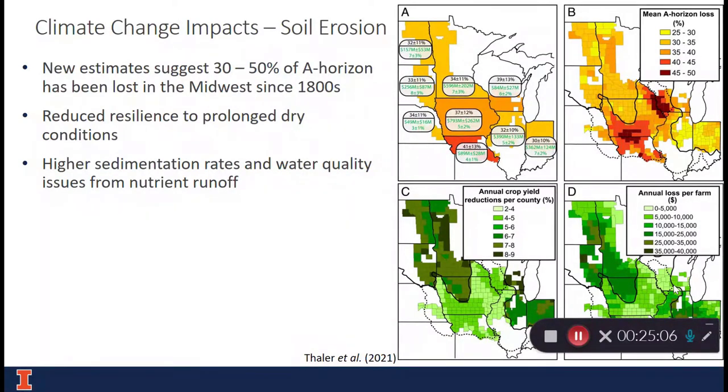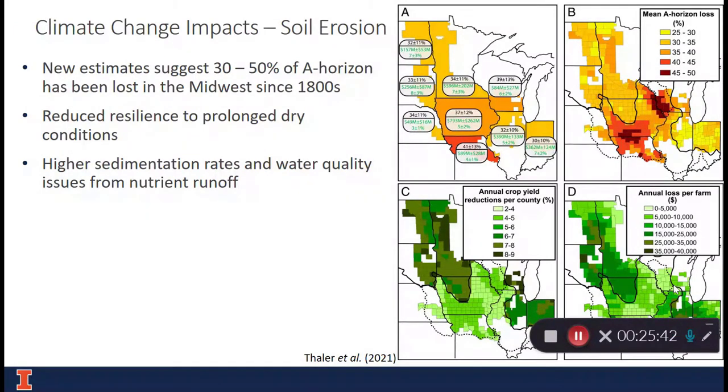The new estimate suggests that 30 to 50% of our organically rich A horizon, that's that top layer, that nice top black layer of soil, has been lost. 30 to 50% has been lost in the Midwest since the 1800s. That does a number of things. First of all, the loss of organic matter decreases the overall fertility of the soil. But it also means that in order to successfully grow crops, we have to add more organic matter, which is fertilizer and other things that are put on the soil, which, when we get heavy precipitation, runs off into our streams and creates lots of environmental and water quality issues.